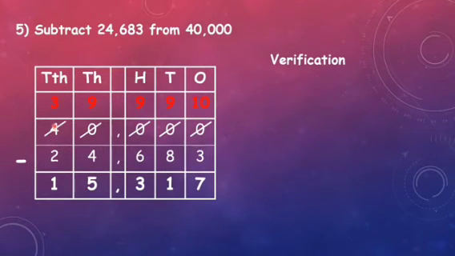Then 4 becomes 3 as we have taken 1 from the 10,000's place till the 1's place because all are zeros here. So 3 minus 2 is 1.